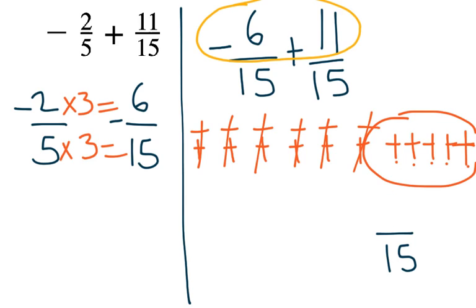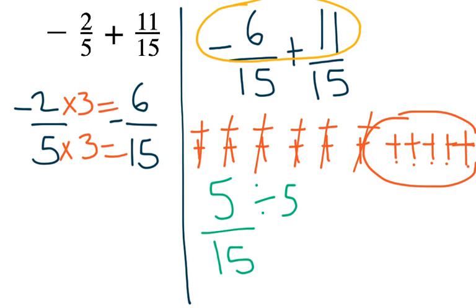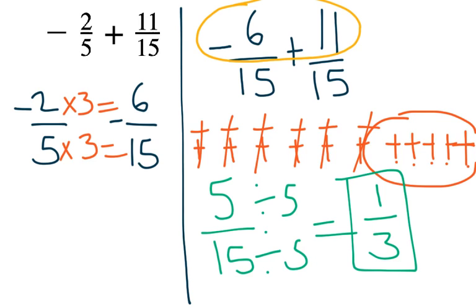5/15. Now, be careful because we can simplify this. If our answer is 5/15, we can divide both the top and the bottom by 5 to simplify, and that will give me 1/3. So your answer on this one is 1/3.